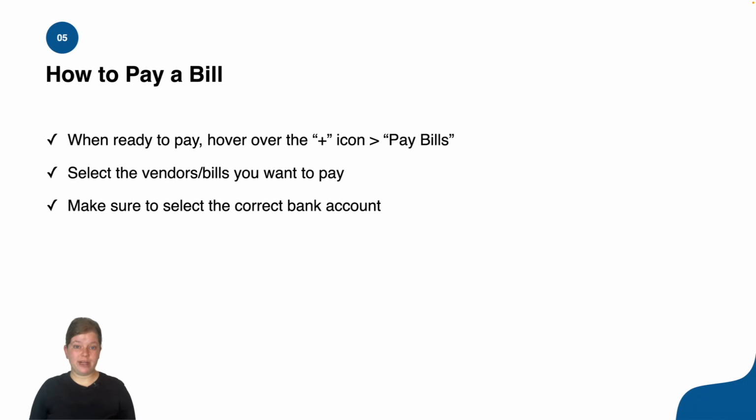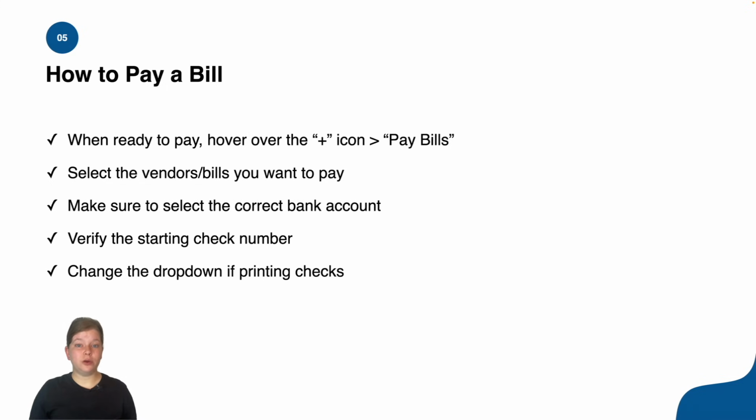We'll make sure that the correct payment account is selected at the top. And if we're paying with a check, we'll enter the correct check number here and click Save at the bottom right of our screen. Now, if we're printing checks from QuickBooks to pay our vendors with, then down at the bottom, we'll change the Save dropdown to Save and Print.